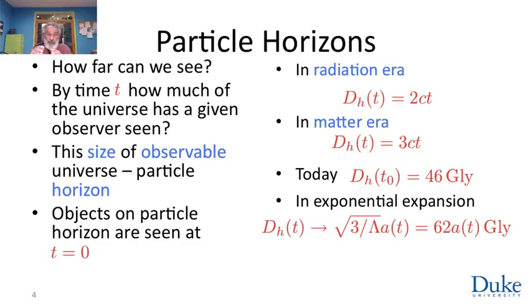But if you want to see things that are farther from you, you might need to look farther and farther in the past. But our universe, as Poe reminds us, has a finite age. So the question is, can we see the entire universe? What fraction of the universe can we see? And that fraction of the universe that we can see is called our particle horizon.